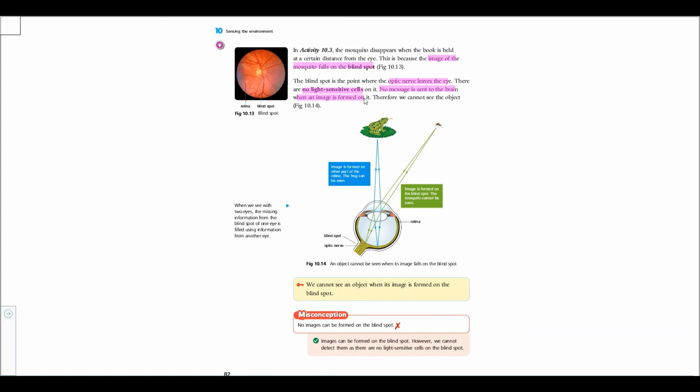It is a very specific point. Not very big, but for the blind spot, that is how it works. So we cannot see objects if the image is formed on the blind spot.